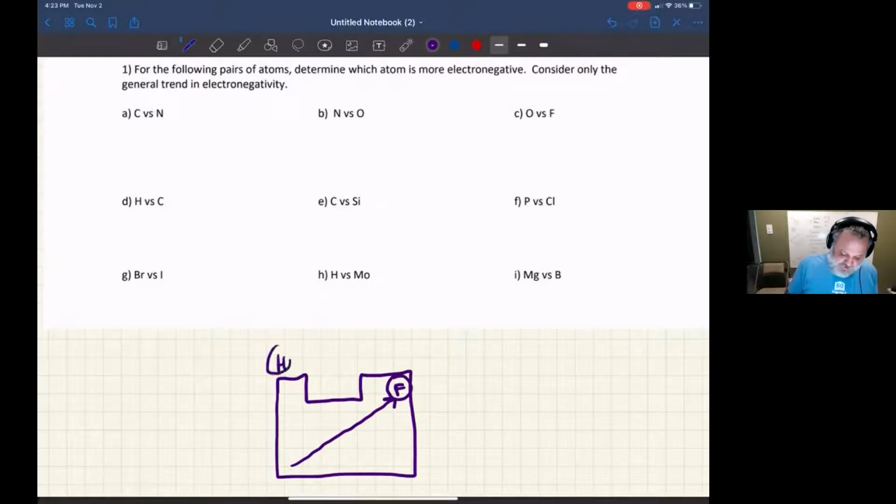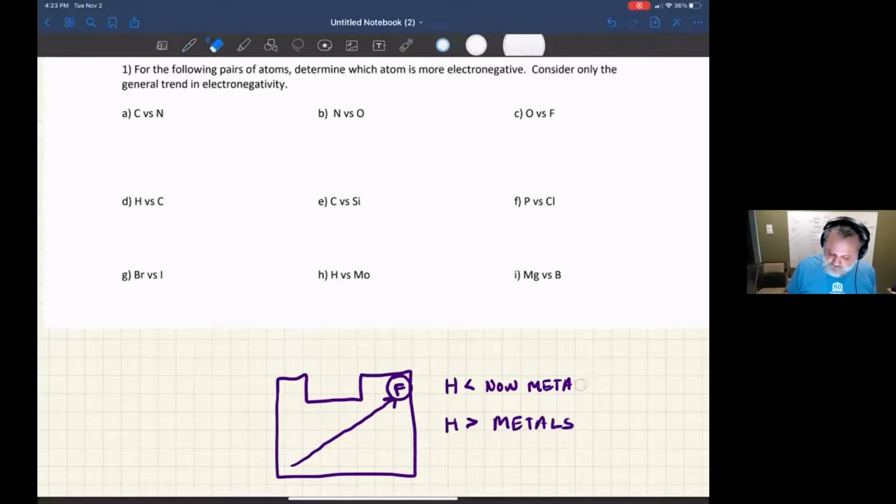Now, we had been taking hydrogen and bringing it over here to put its position in the periodic table, but that doesn't work in this case. And for electronegativity, what you remember about hydrogen is that hydrogen is less electronegative than nonmetals, and hydrogen is more electronegative than metals. So you essentially have to compare what it's going to be up against, and if it's up against a nonmetal, then it's less electronegative. If it's up against a metal, then it's more electronegative. So that's what you have to remember for hydrogen.